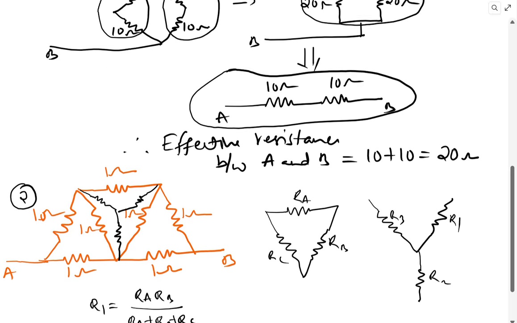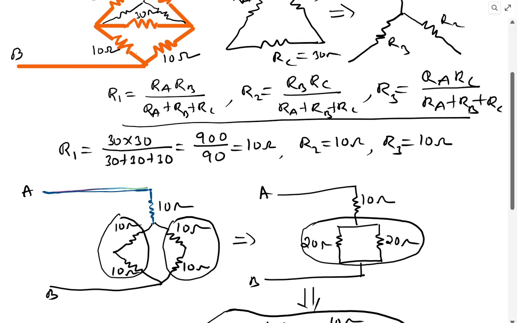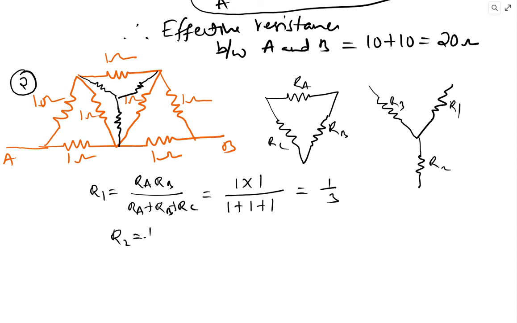So similar to the earlier one, we already completed that. So RA RB like this here. Same thing. Because all values are equal, you can substitute the same: 1 into 1 by 1 plus 1 plus 1. So we get 1 by 3. That means we get R2 also equal to 1 by 3, and R3 also equal to 1 by 3.